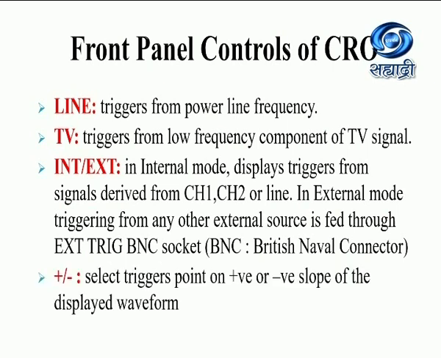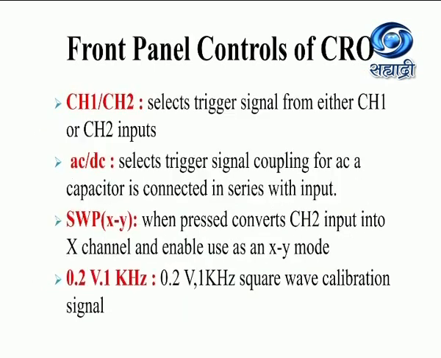Then we have the plus or minus control. It selects the trigger point on the positive or negative slope of the displayed waveform. Then we have channel 1 or channel 2. These controls are basically used in a dual trace CRO. Select the trigger signal from either channel 1 or channel 2 inputs.